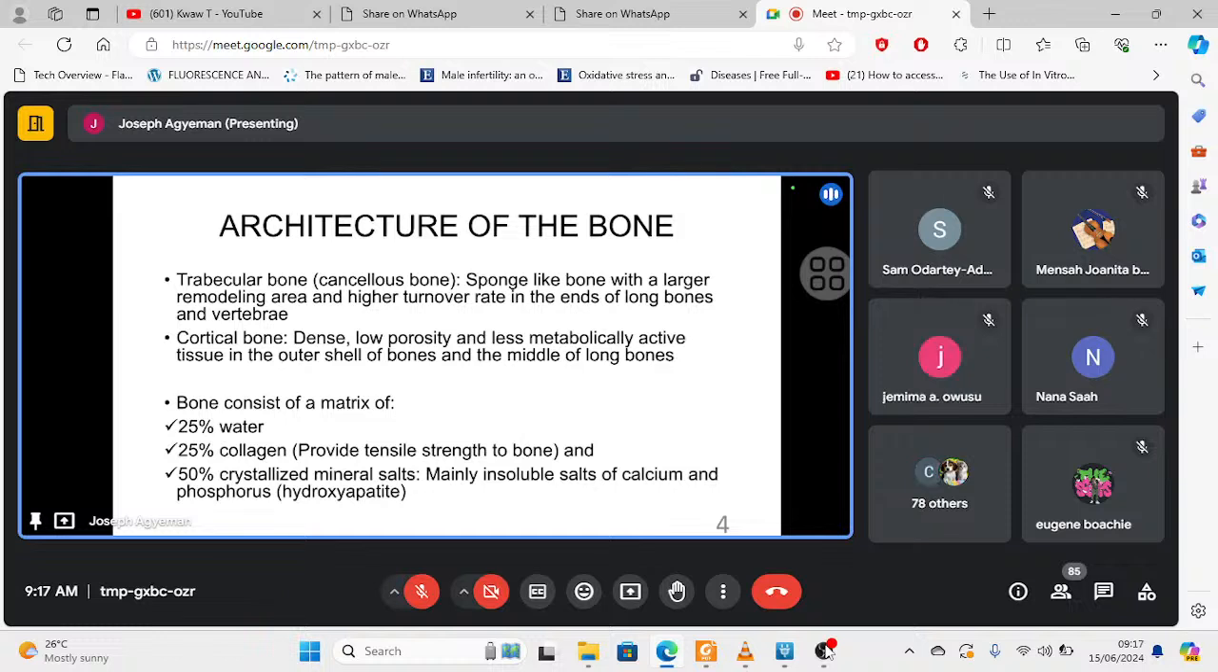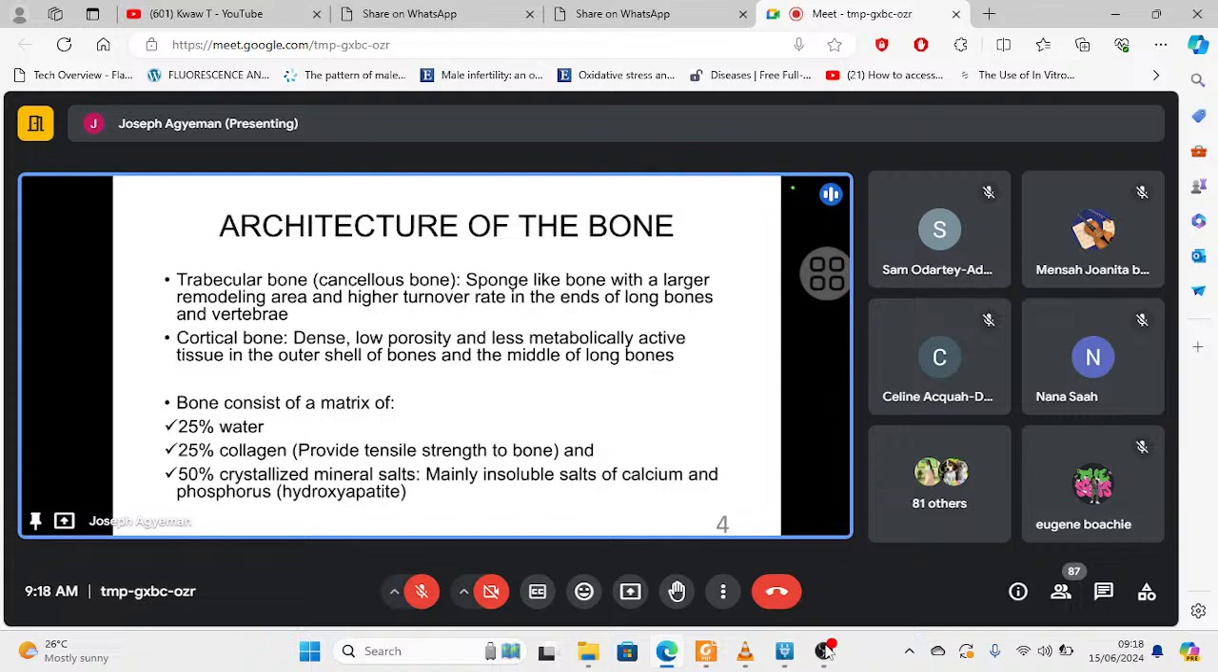Now, what is then trabecular bone? What is then cortical bone? And what is the composition of the bone itself? When we say trabecular bones, it is also known as the cancellous bones. So if you have ever chewed the legs of chicken before, you realize that at the extremities, you have some spongy-like structures there that you can easily chew. So those ends are what we call the trabecular bones. Softer than the middle. You can easily chew and it's very tasty.